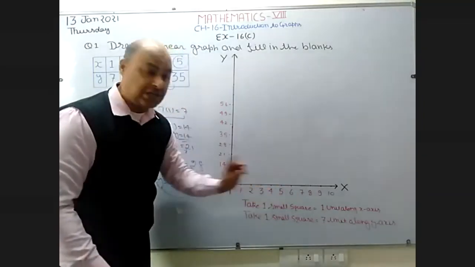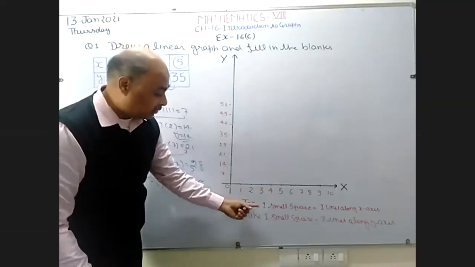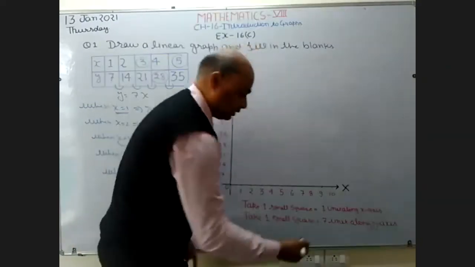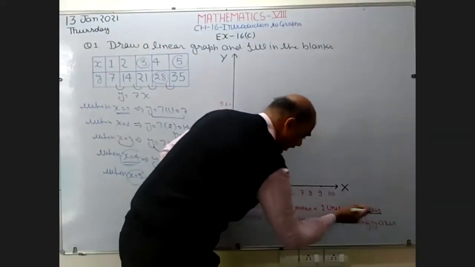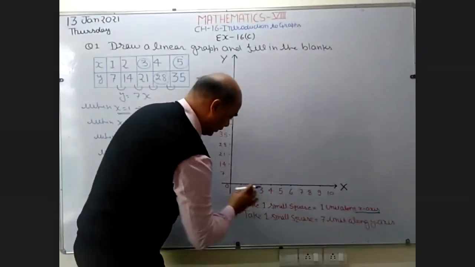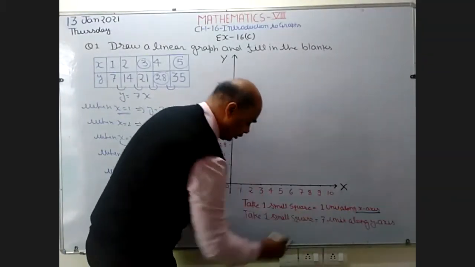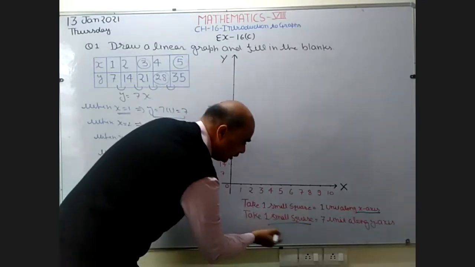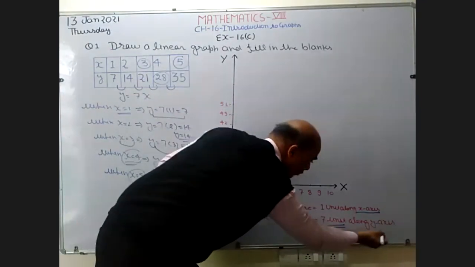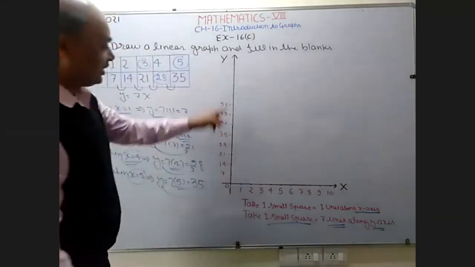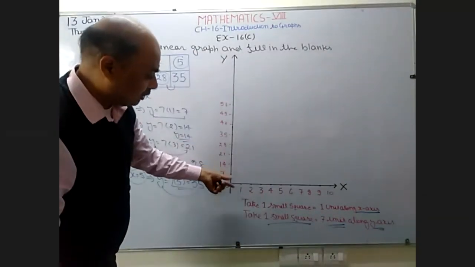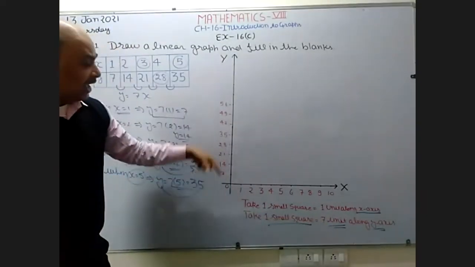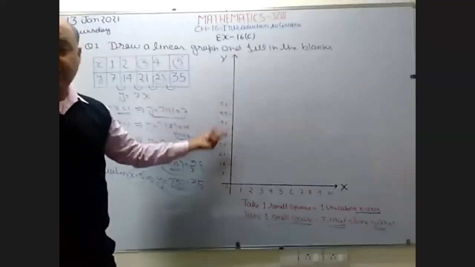And you have to mention the scale also. Take one small square equal to 1 unit along the x-axis. Okay, you have to mention it. And take one small square equal to 7 units along the y-axis. It means along the y-axis, I take this small box equal to 7 units. It means each small box is going to be increased by 7.